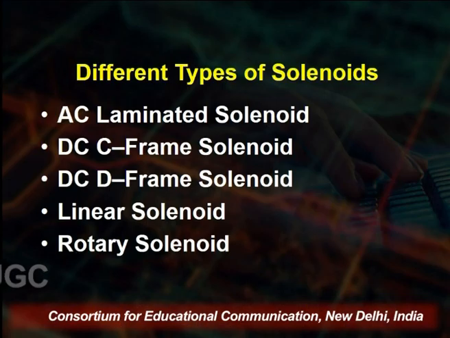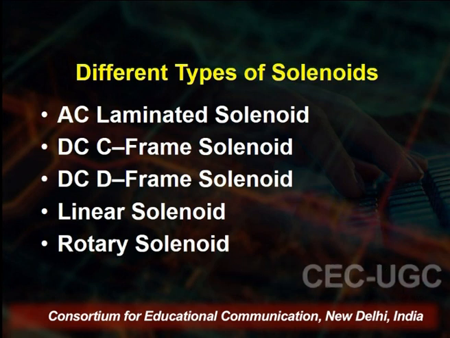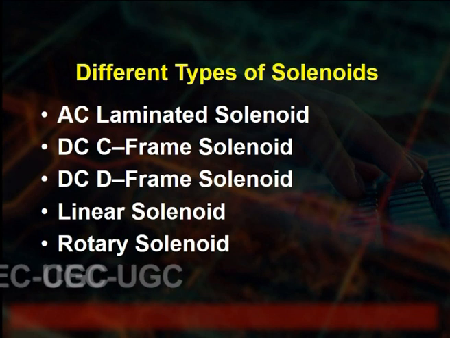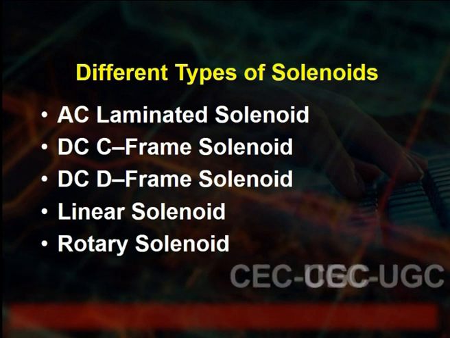The first is the AC laminated solenoid, second is the DC C-frame solenoid, third is the DC D-frame solenoid, then the linear solenoid, and then the rotary solenoid. So, the different types of solenoid are: AC laminated solenoid, DC C-frame solenoid, DC D-frame solenoid, linear solenoid and rotary solenoid.